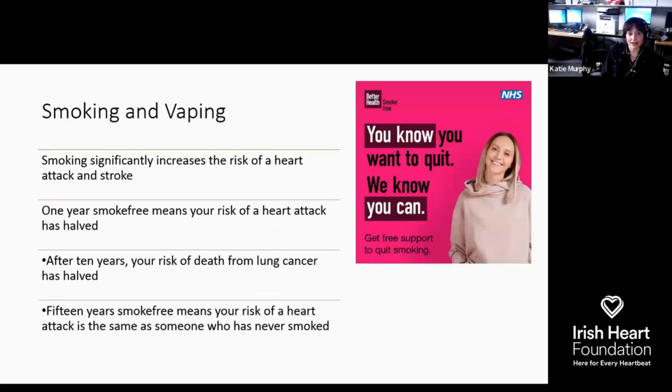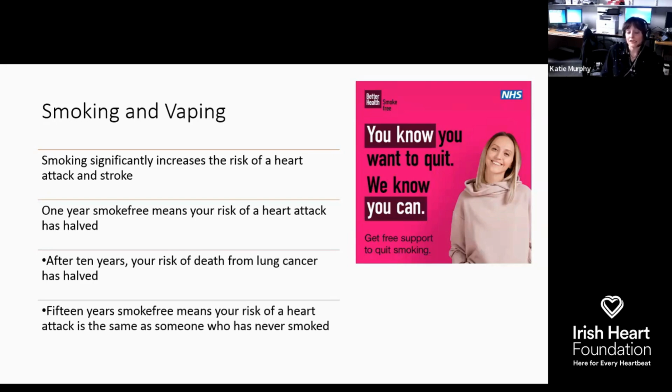So, smoking and vaping. Smoking really does increase your risk of having a heart attack. But more importantly, stopping smoking is so beneficial. If you've been off the cigarettes or the vapes for a year, then your risk of a heart attack has halved. After 10 years off cigarettes, your risk of death from lung cancer is halved. And if you've been free from cigarettes for 15 years, your risk of heart attack is the same as someone who's never smoked.